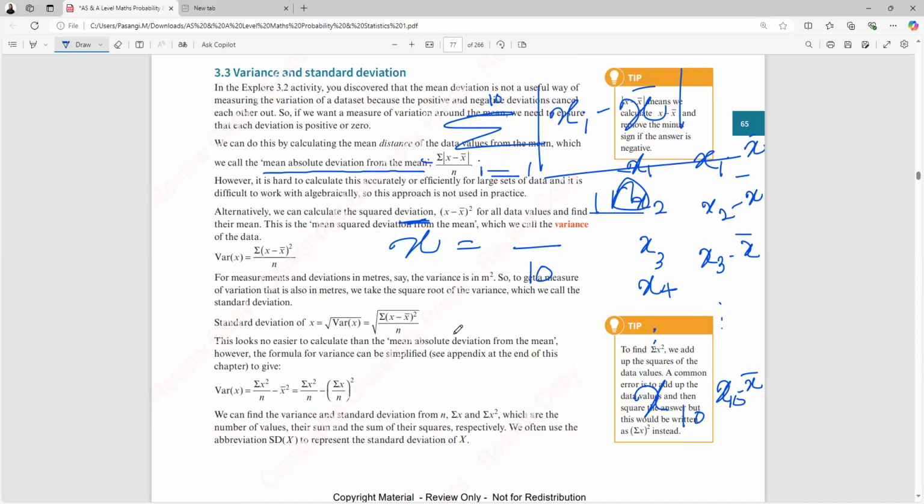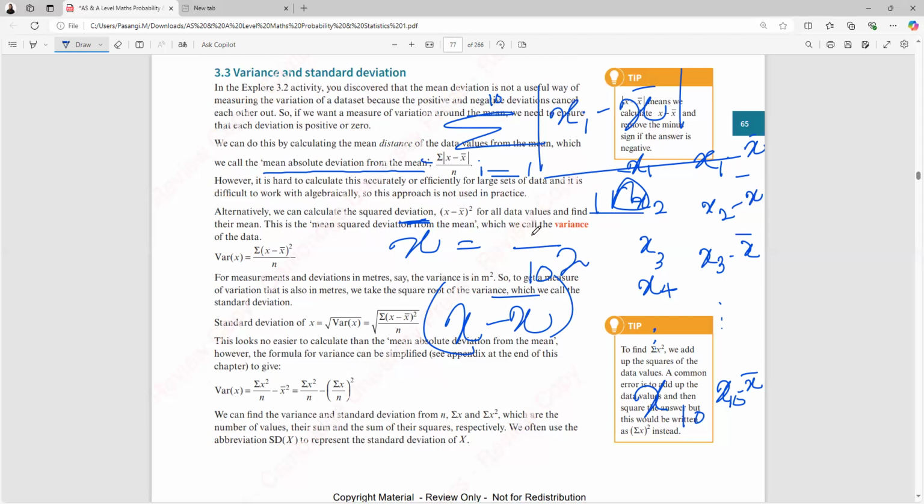Because of that, we have another method as an alternative. There we can calculate the squared deviation. So there we are not taking the absolute difference, we are taking the squared deviation. That means (x minus x bar) squared. Then what will happen? Whether it's an actual positive value or a negative value, when we square it, it will become a positive value.